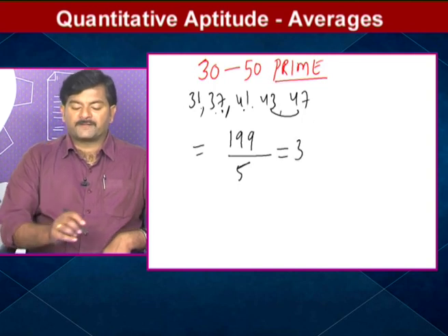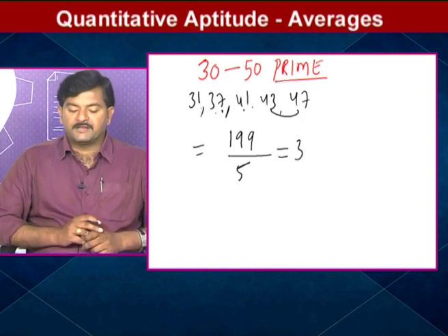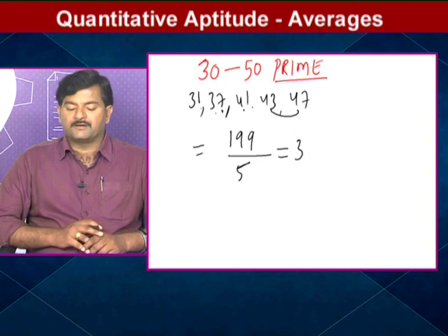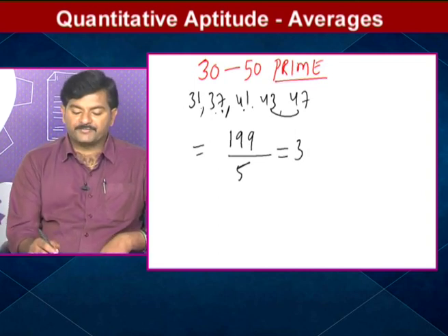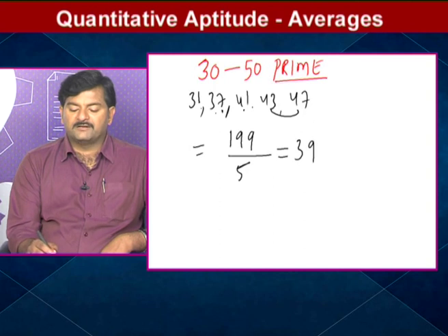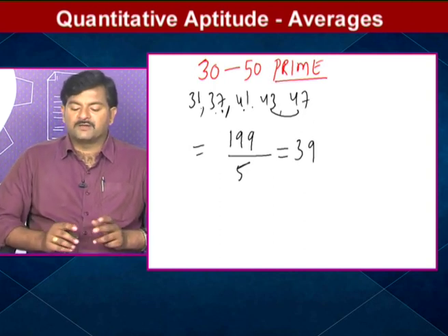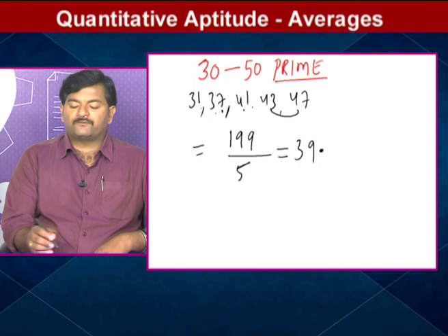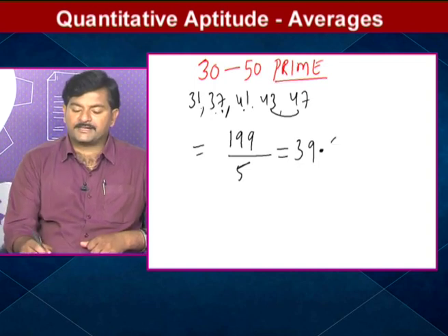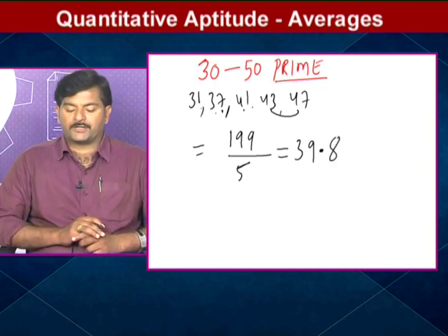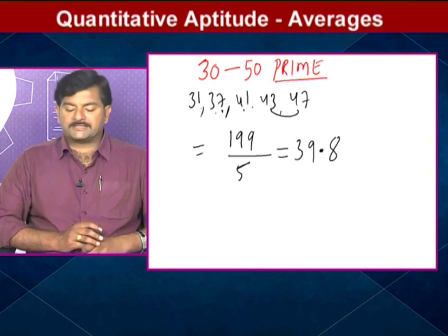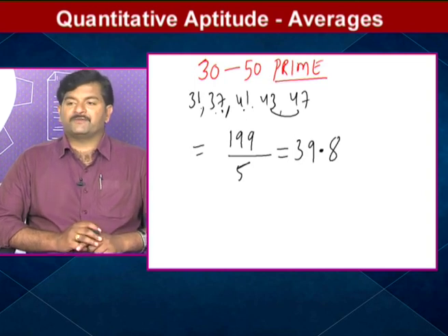5 3s are 15. So 4 is there, 49. 5 9s are 45. So still how much is there? 4 is there. Keeping the decimal, 4 will be written as 40. 5 8s are 40. I hope you understood. 5 3s are 15, 49 left. 5 9s are 45, 4 left. Decimal point. 5 8s are 40.